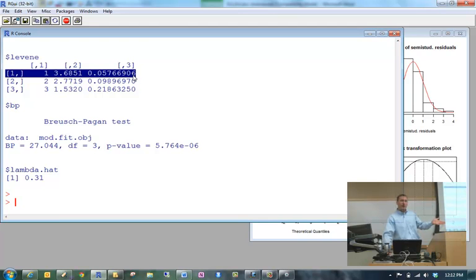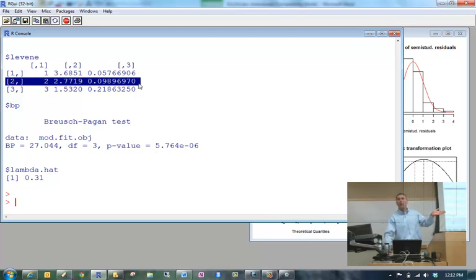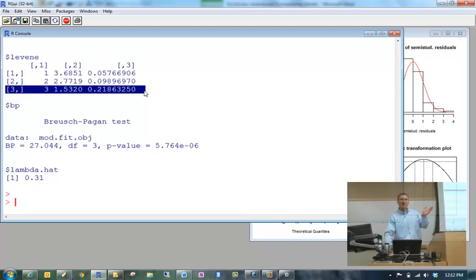Get a p-value of 0.057. So there's marginal evidence there of non-constant variance. For variable number 2, break it up by the median, p-value about 0.1. Again, marginal evidence. For the third variable, there's not really sufficient evidence.